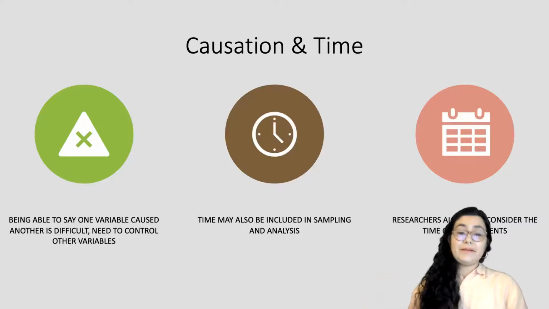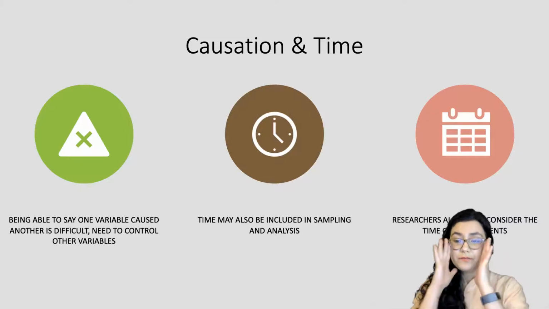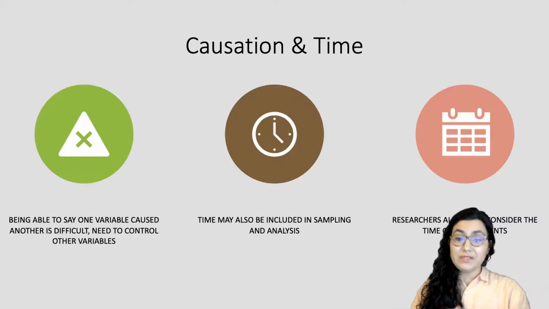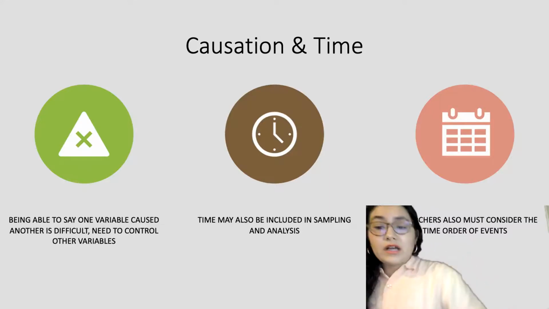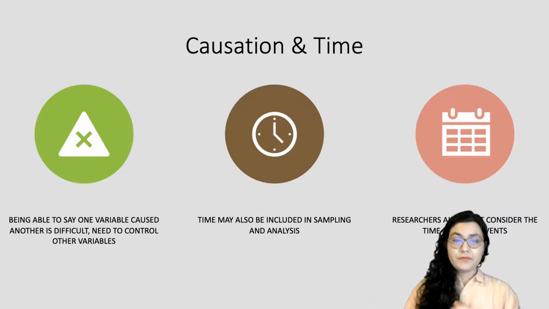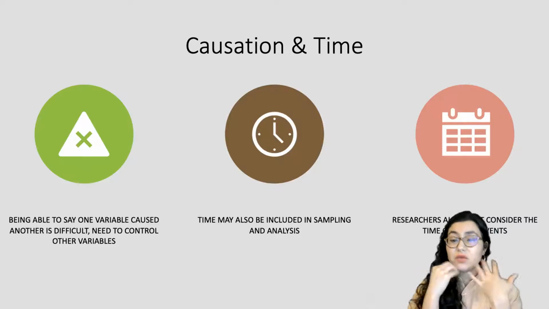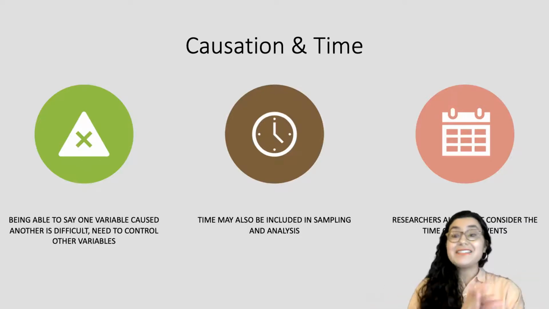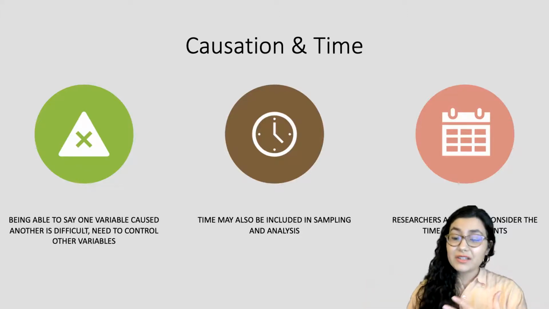So, causation and time. We need to control variables, other factors that might be influencing the dependent variable. And time may also be included in the sampling and analysis. And we also must consider the time order of events as well. Causation and time are really intricately related, because when we're saying that X causes Y, we're inherently saying X comes before Y. That's an assumption that we're stating.